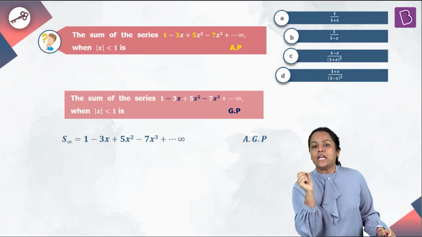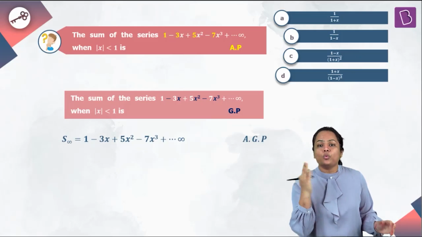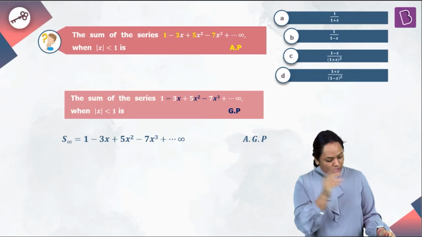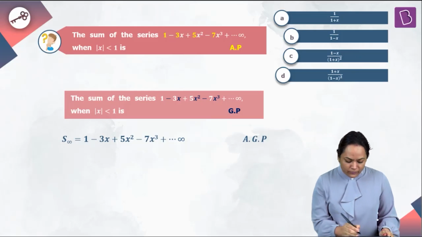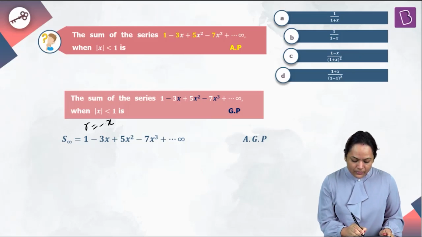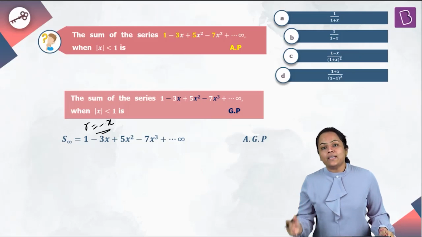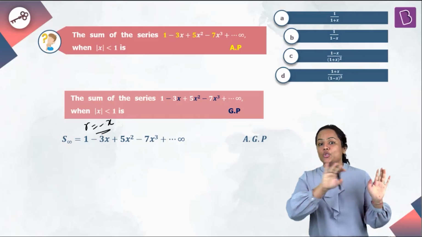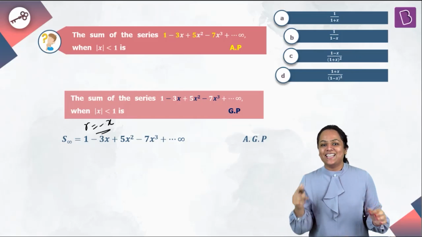What is the first thing we should think about? Yes, what is the common ratio of the GP, because that has to be known. So here we already know the common ratio of the GP is minus x. How do you solve an AGP then? Well, we multiply by the common ratio, shift the terms and subtract.